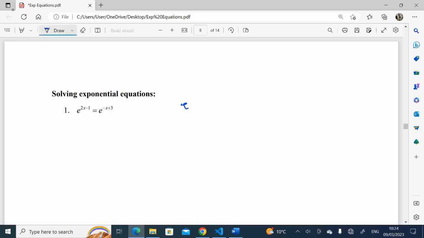e to the A equal e to the B if and only if A equal B. So let's apply this property here. So we get 2x minus 1 is equal to minus x plus 3, since this is A and this is B.